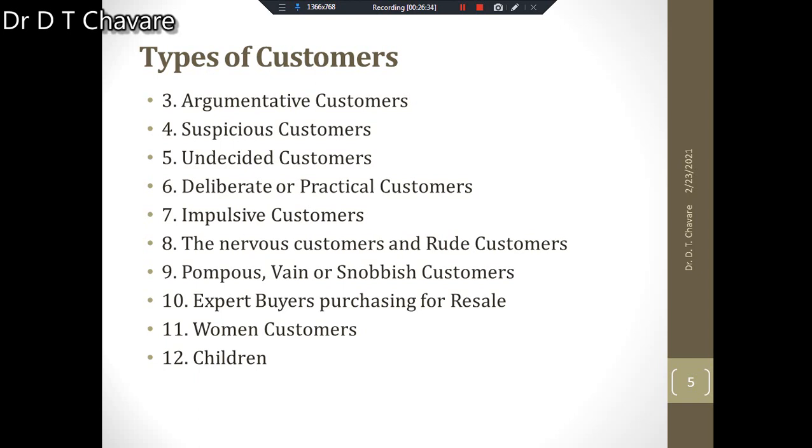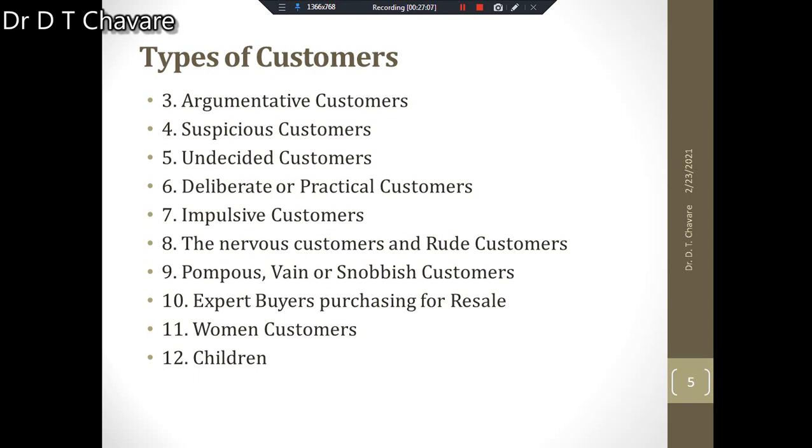Then another type is also there, pompous, vain or snobbish customers. They belong to a class of persons who think themselves far superior to others. They boast about themselves and wish for compliments from others. Flattery, praise, promptness, complimenting as and when possible is useful to win them. Such type of customers are also there, and those types you should also know.